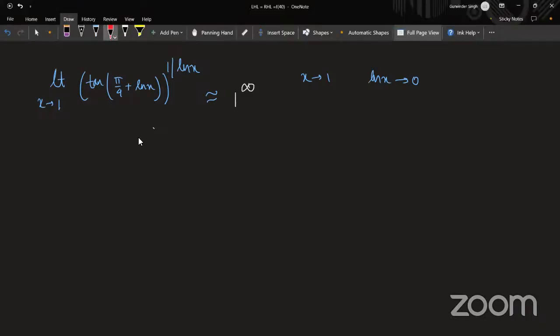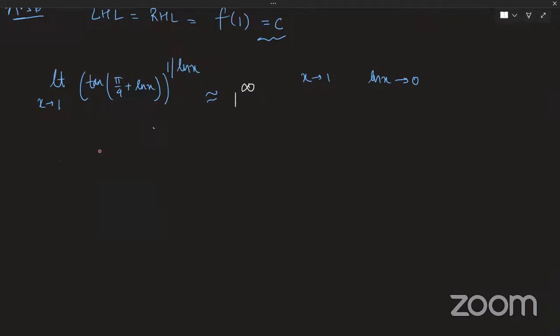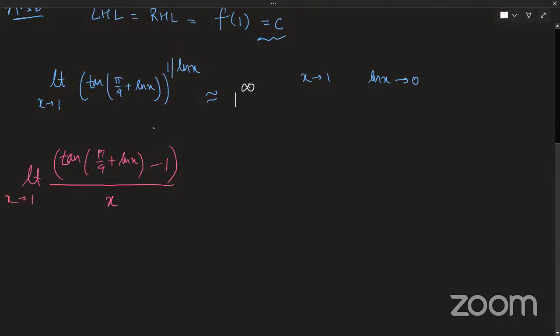Great work. So how do we solve 1 raised to infinity? e raised to (f of x minus 1) into g of x, right? Everyone, is this correct? e raised to this thing. So how will you solve this?